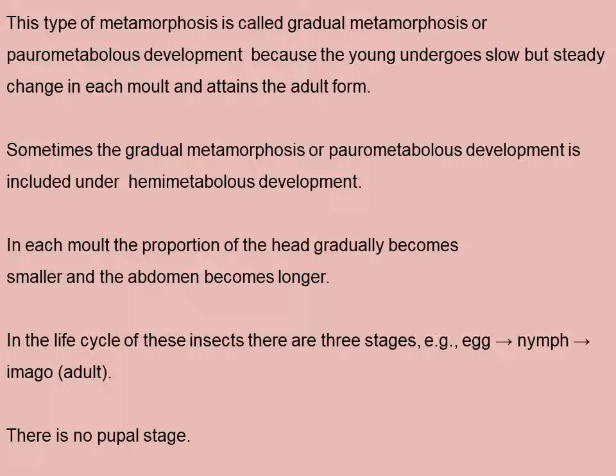In each molt, the proportion of the head gradually becomes smaller and the abdomen becomes longer. In the life cycle of these insects, there are three stages: egg, nymph, and adult, which is also termed as imago. And there is no pupal stage.